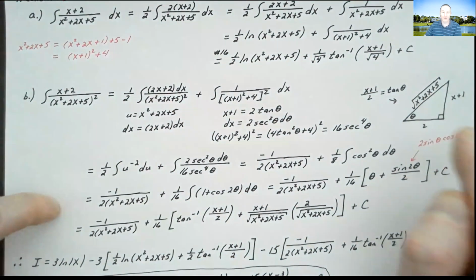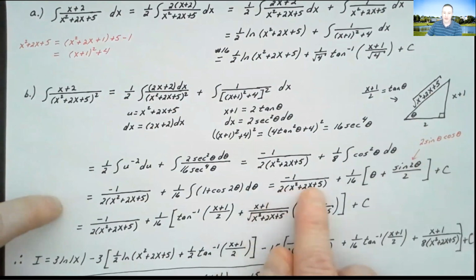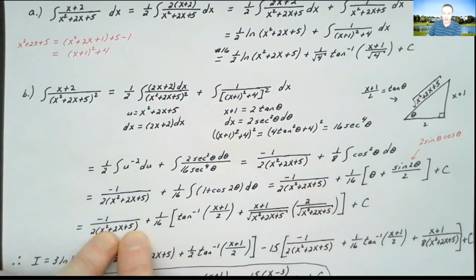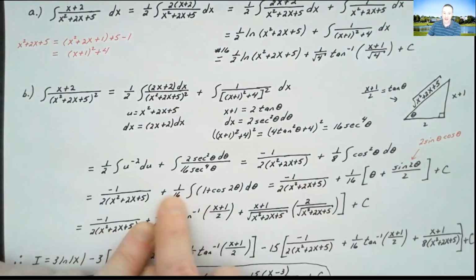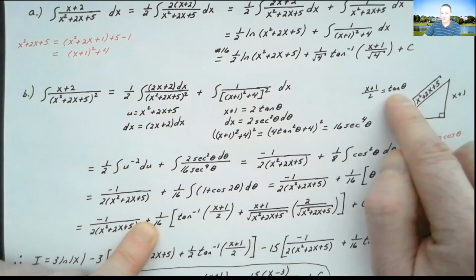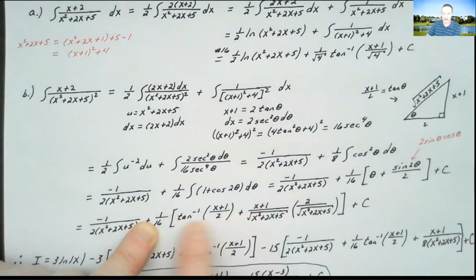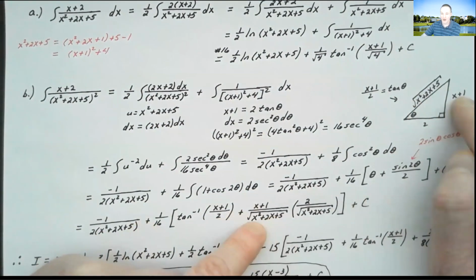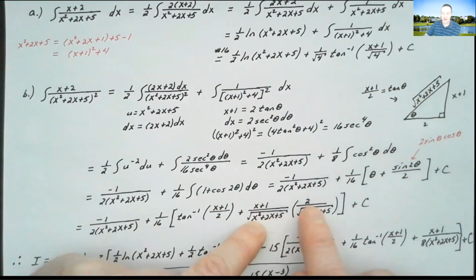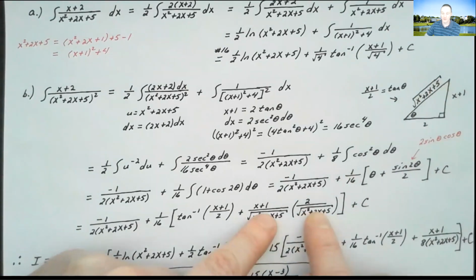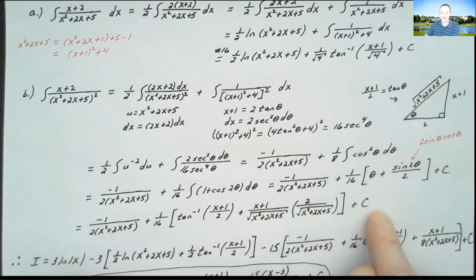Okay, now I go back to my problem and I can say, well, we can't forget this first part of b that we've already integrated is right here. Now we're going to have 1/16 times the group, theta. Well, what is theta? Tangent of theta is x plus 1 over 2. So theta is the inverse tangent of x plus 1 over 2. That's where that came from. And then plus the sine of theta, opposite over hypotenuse, times the cosine of theta, adjacent over hypotenuse. That's where those two came from, plus your constant of integration.